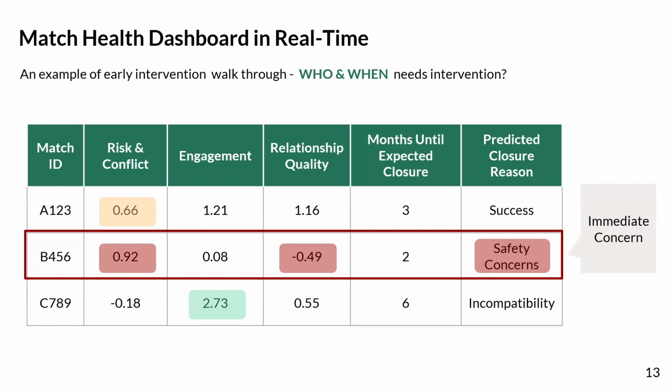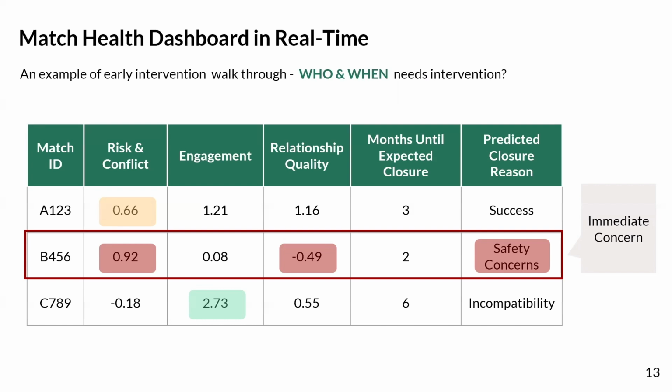Then, the when question. We see that the expected closure is just 2 months, and we expect that matches predicted to close in under 6 months are at higher risk and should be prioritized for intervention. Lastly, the why becomes very clear with the predicted closure reason. Safety concerns. A severe and urgent category requiring immediate attention.